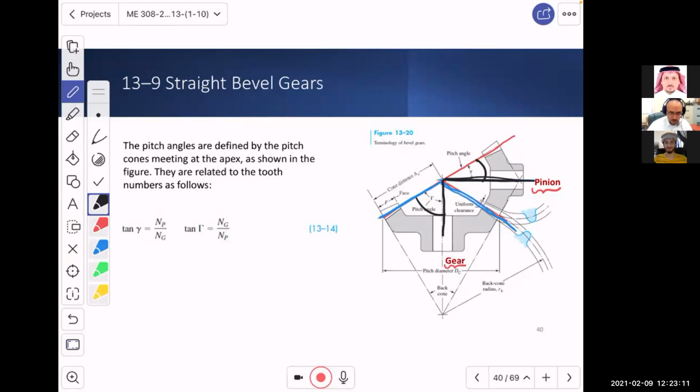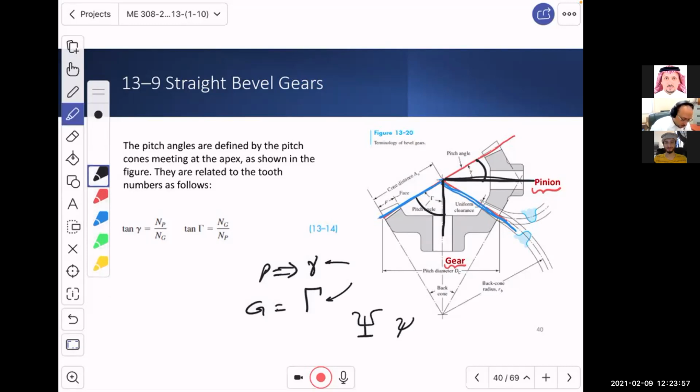As a convention, since the pinion is the small gear, its angle will be gamma, because it is the pinion, the smaller gear. But for the gear, since it is usually bigger, we will also call the angle gamma, but in capital letter. In Greek, this is the small letter gamma, and this one is the capital letter gamma, just like psi and capital psi. That's it.